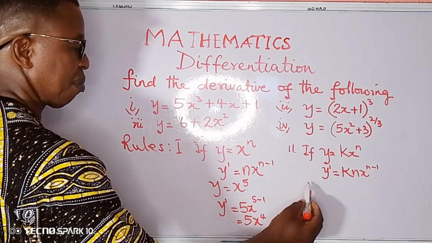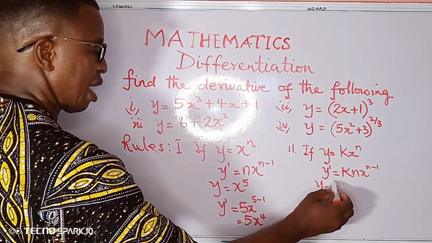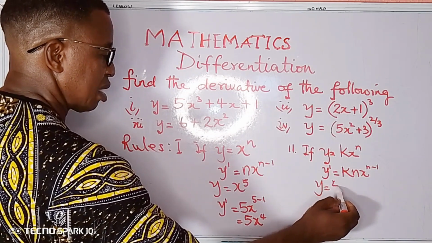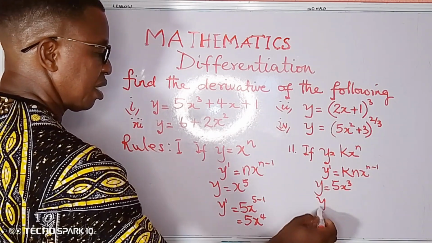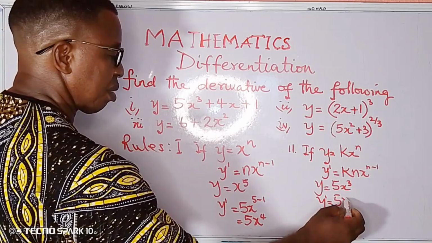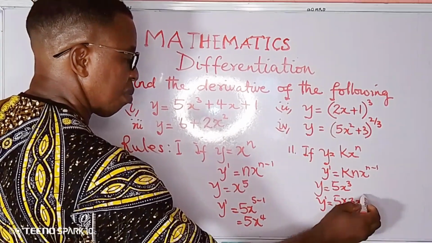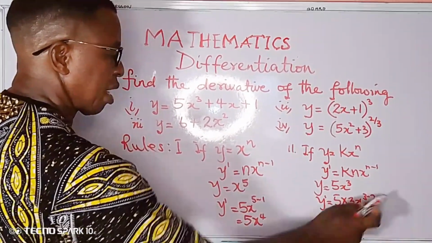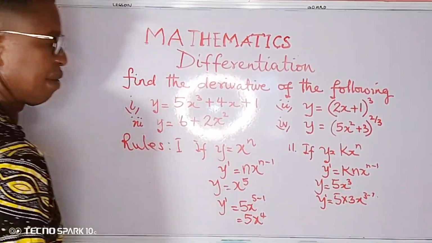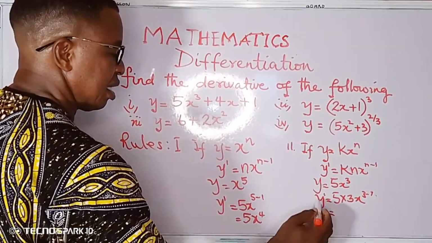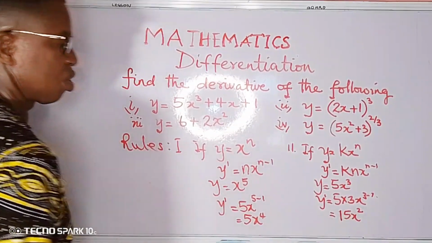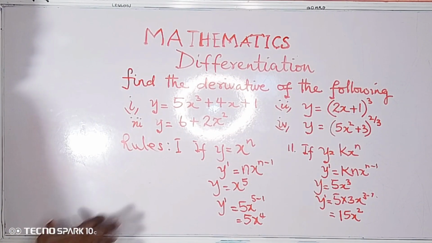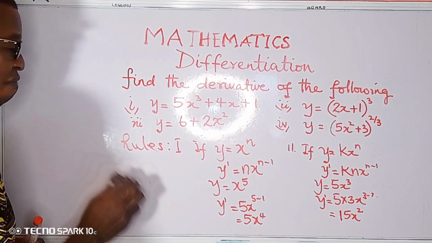Now let's take an example. If y is equal to 5x raised to the power 3, the derivative of y will be equal to 5 multiplied by 3, x raised to the power 3 minus 1. Now, that means that the derivative of y is equal to 15x raised to the power 2. Okay, I hope you can go with these rules that I'm stating here now.